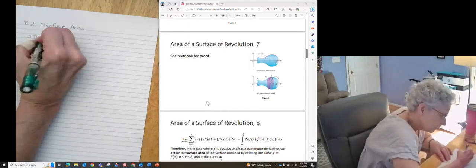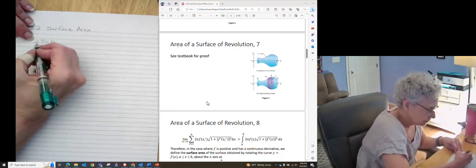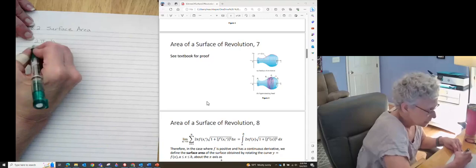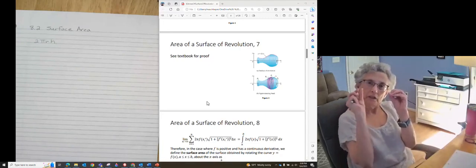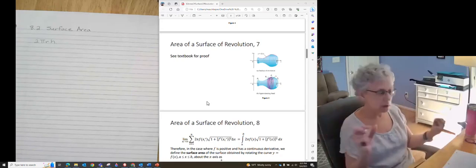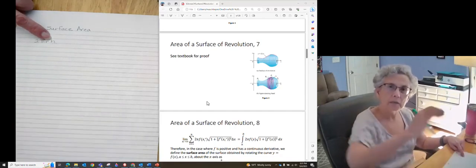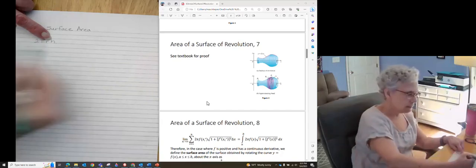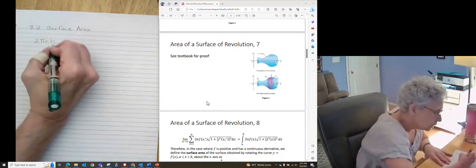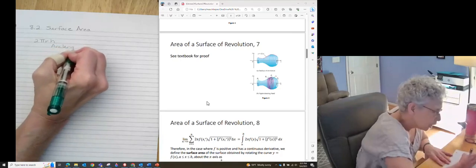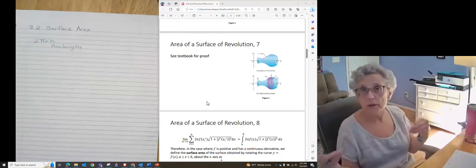2 pi r h, the surface area of a cylinder. So 2 pi times the radius times the height. Imagine dividing it up into lots of little pieces. You need 2 pi times the radius. And then for the height, because it's curvy, instead of just a number here, we have that formula that we just learned for arc length. So it's going to be 2 pi times the radius times our formula for arc length.